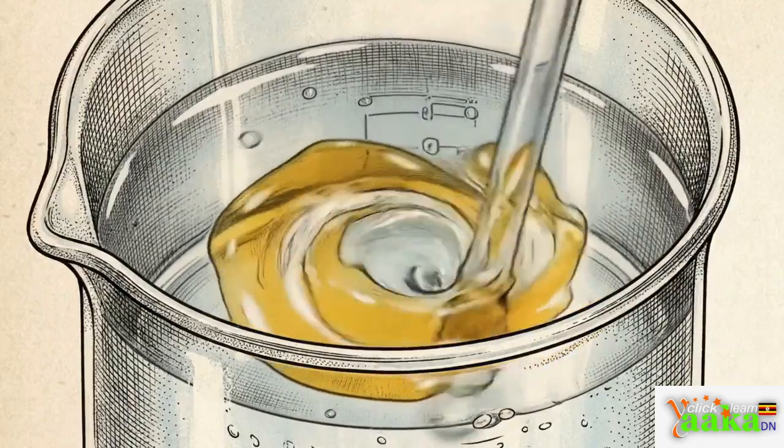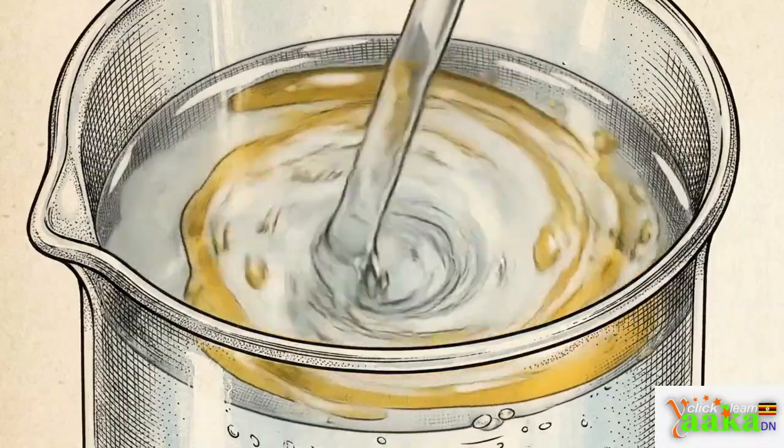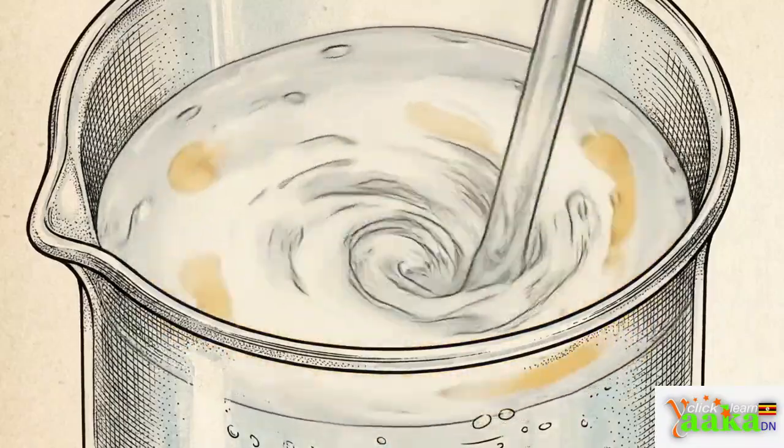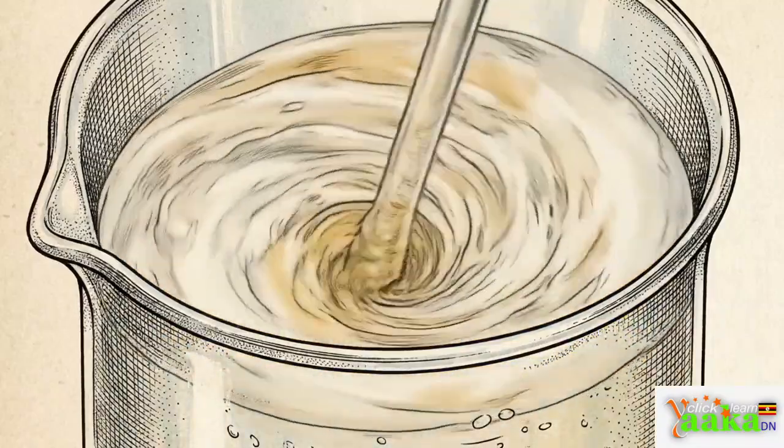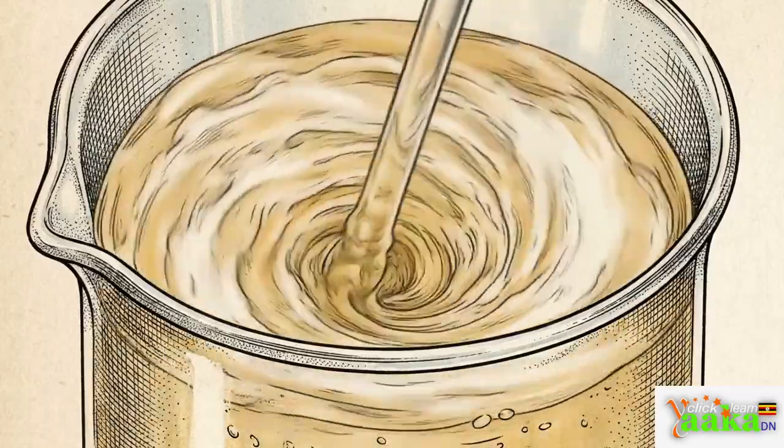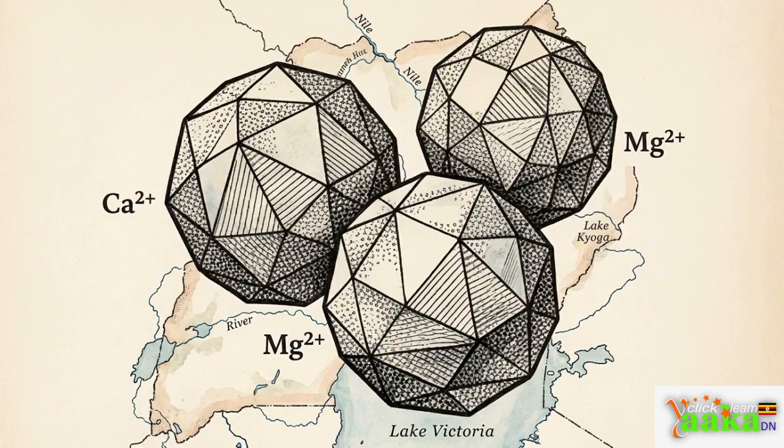Soap doesn't destroy dirt. It acts as a molecular bridge, forcing naturally repelling substances, like oil and water, to mix through a process called emulsification. This effective mechanism faces a geographical roadblock. Many Ugandan water sources contain minerals that interfere with this chemistry.